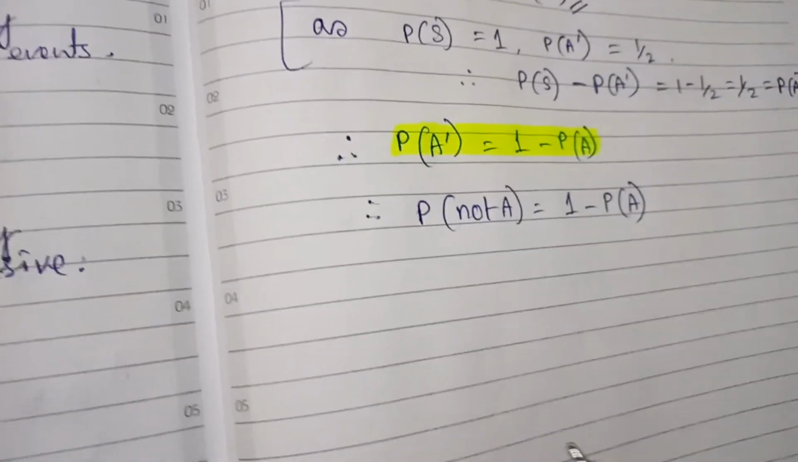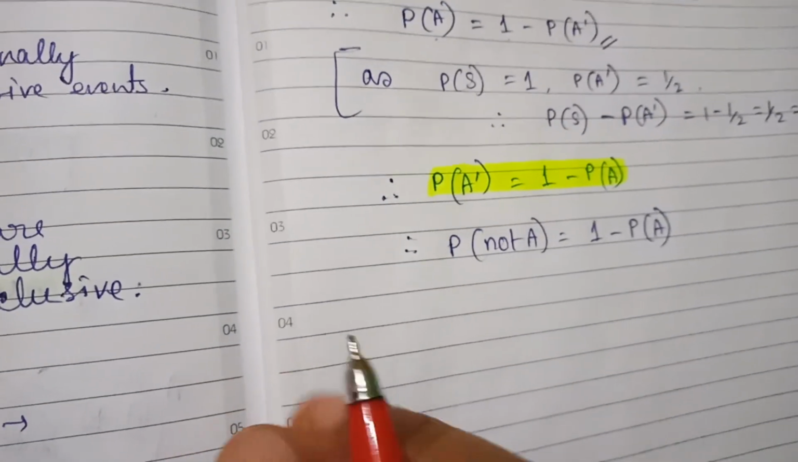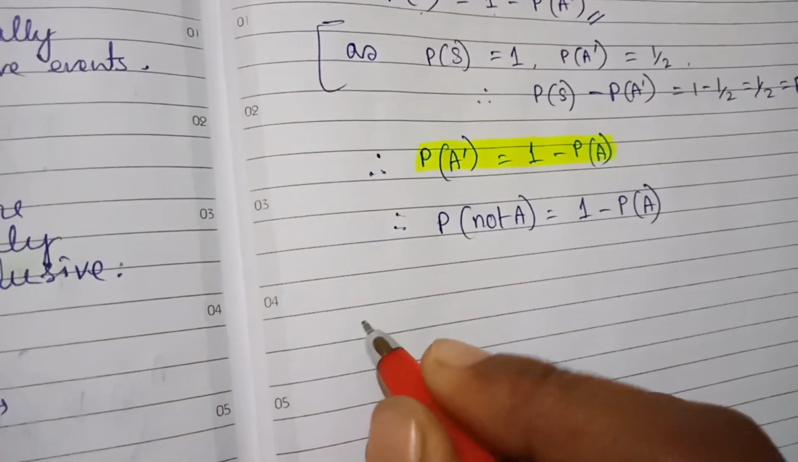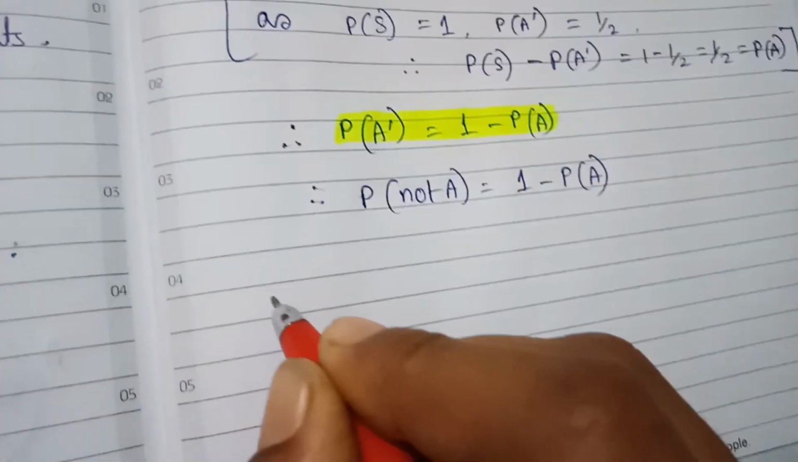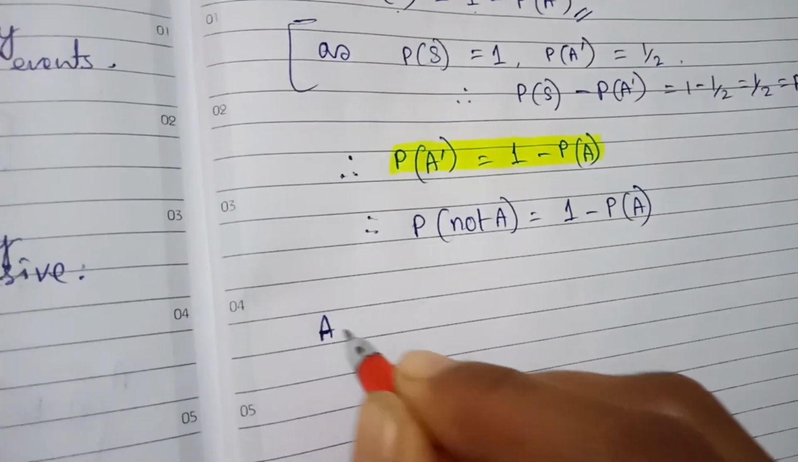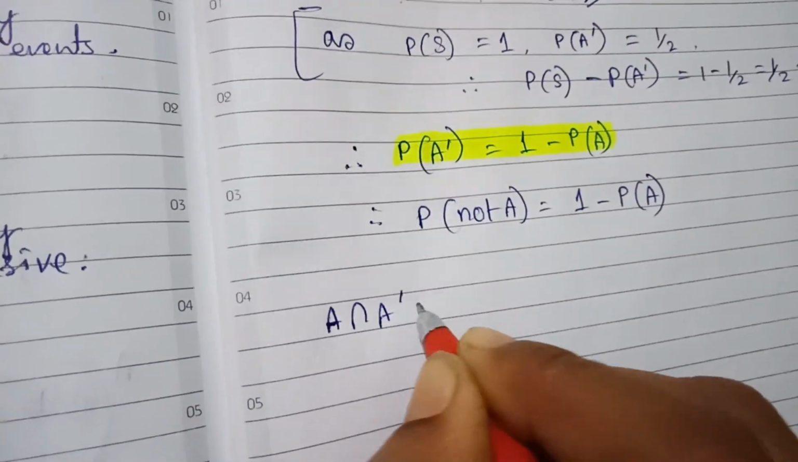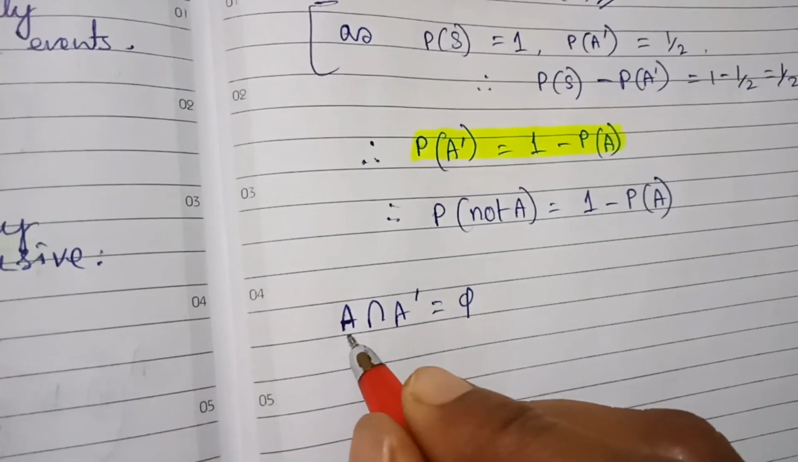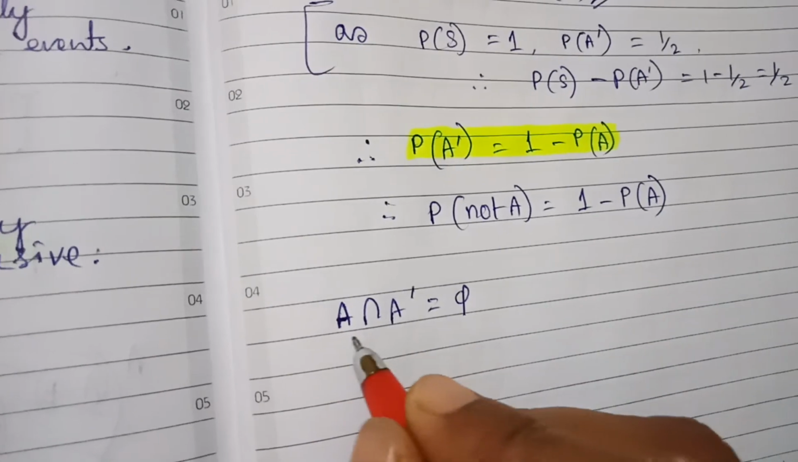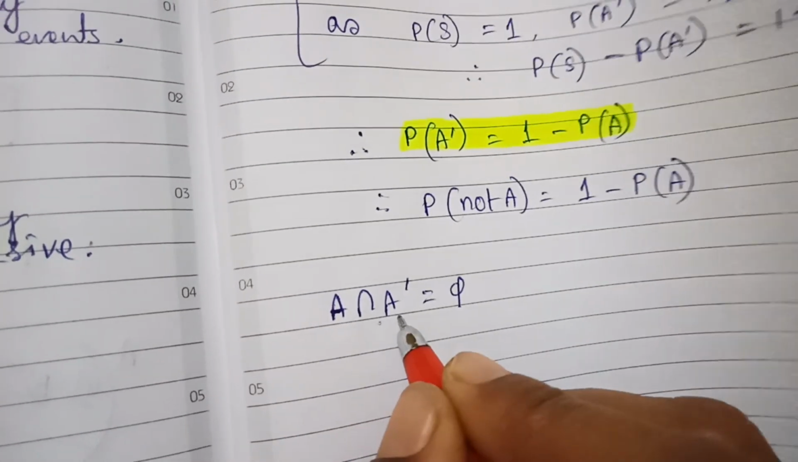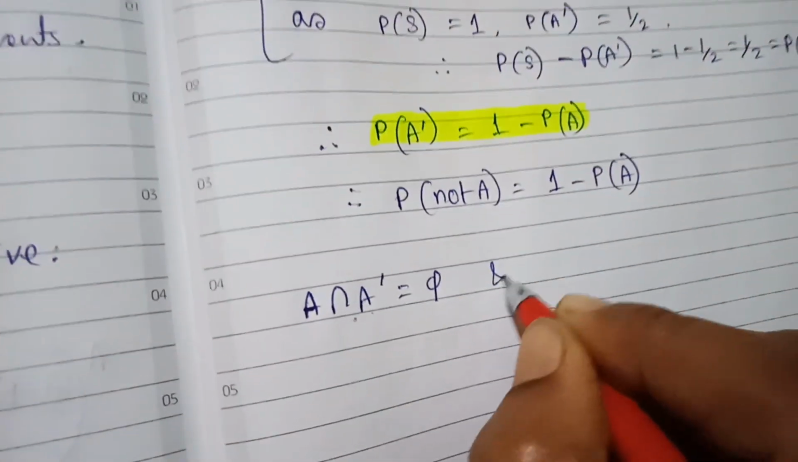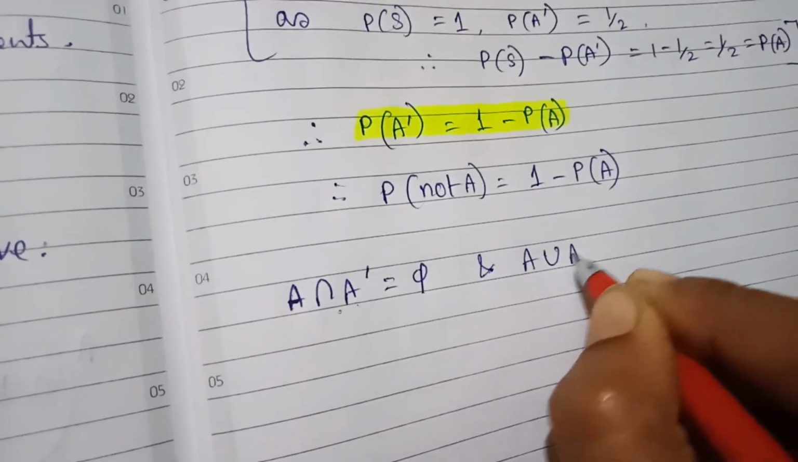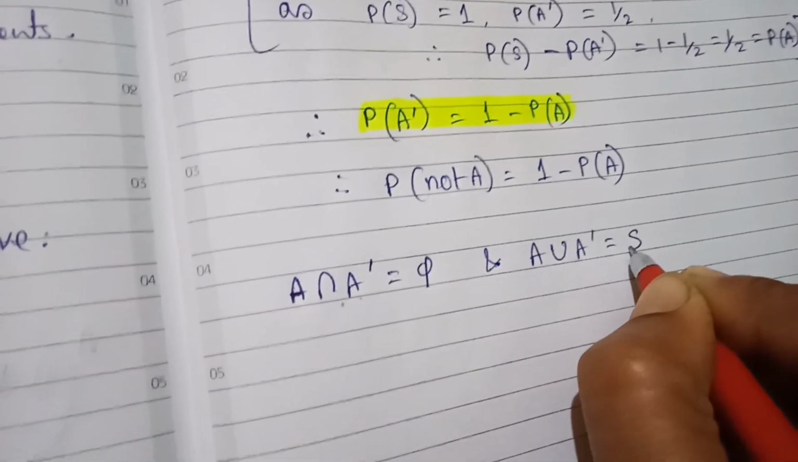Now, in another way also, we can prove it. How? We all know that A intersection A dash will always be phi, because a set and its complement will not have any common point, and A union A dash will always be S.